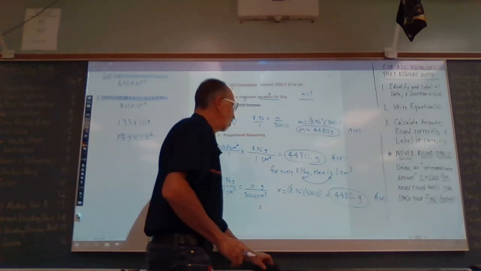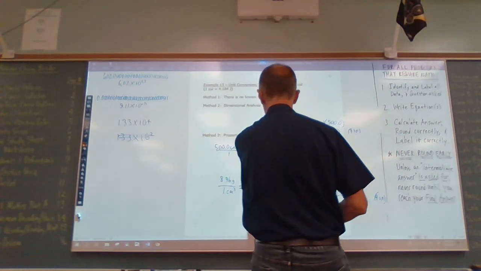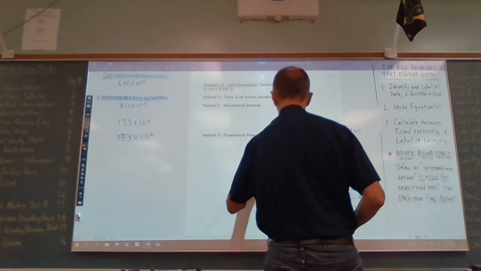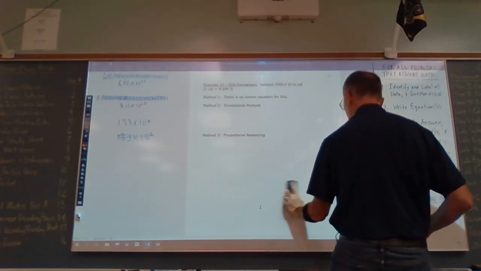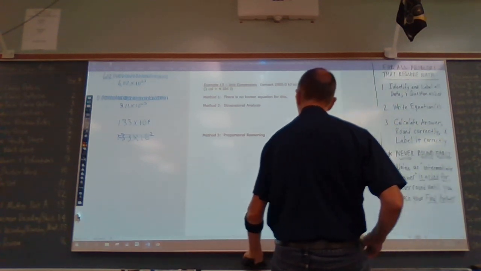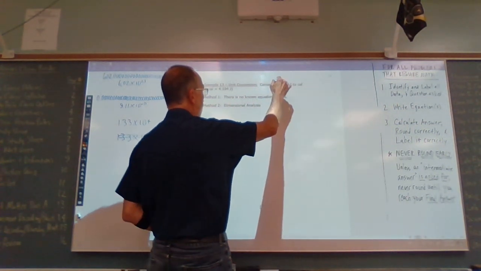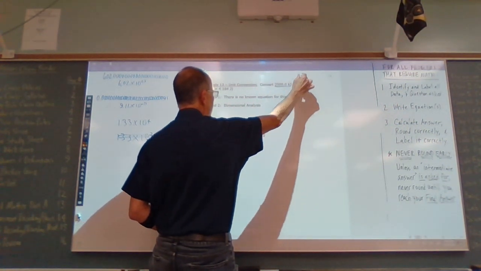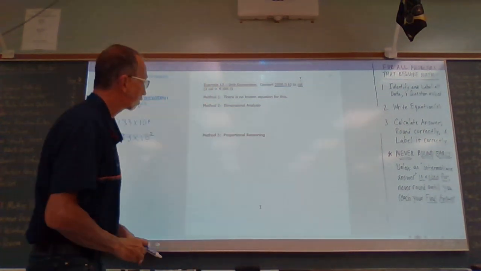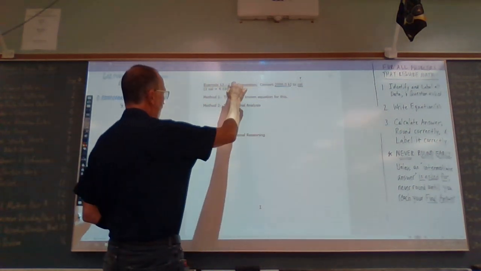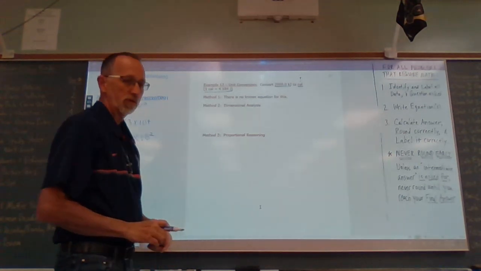This last problem, we're going to do a unit conversion. We're going to convert 2,500.0 kilojoules to calories, and 1 calorie is equal to 4.184 joules.